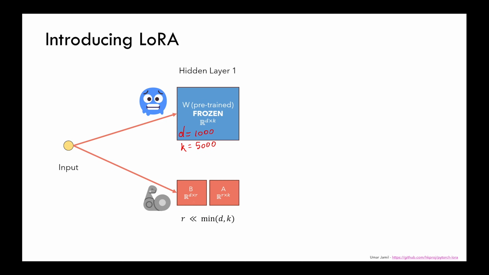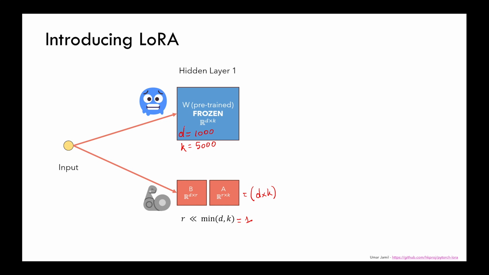So in fact we can see it here, d by r when multiplied by r by k will produce a new matrix that is d by k, because the inner dimensions cancel out. And we want r to be much smaller than d or k. We may as well choose r equal to 1. So if we choose r equal to 1, basically we will have a matrix that is d by 1, so 1000 by 1, and another matrix that is 1 by 5000.